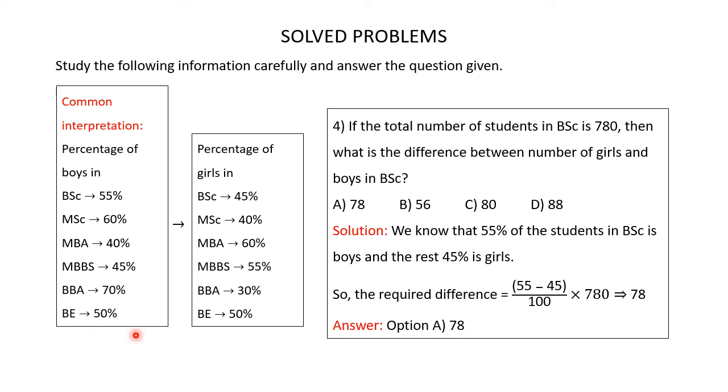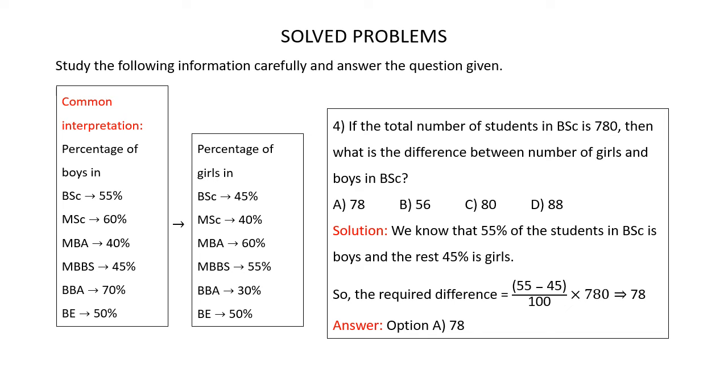Based on the information from this common interpretation of the data of the given radar graph, let's answer the given question. If the total number of students in BSc is 780, then what is the difference between the number of girls and boys in BSc? You're given four options here and you have to find out which of these options is the correct one.